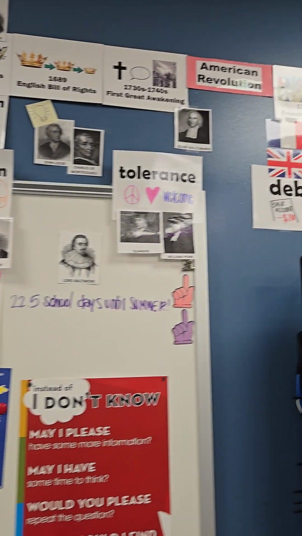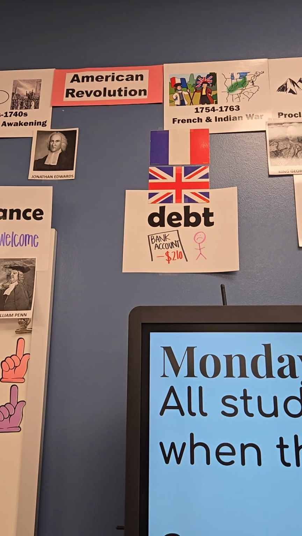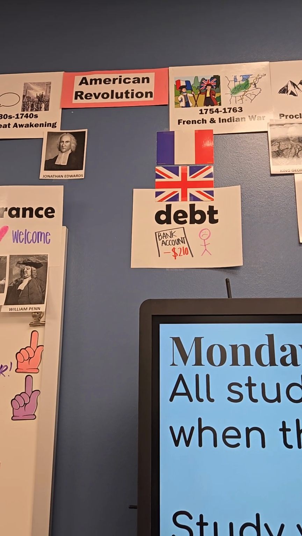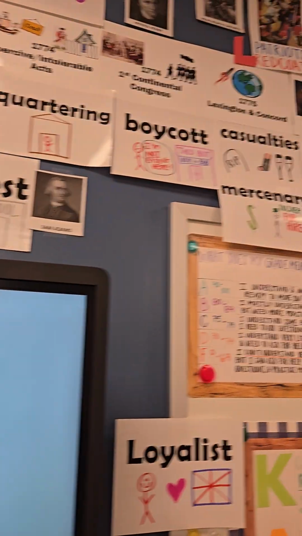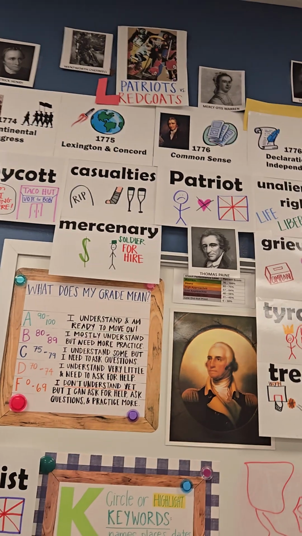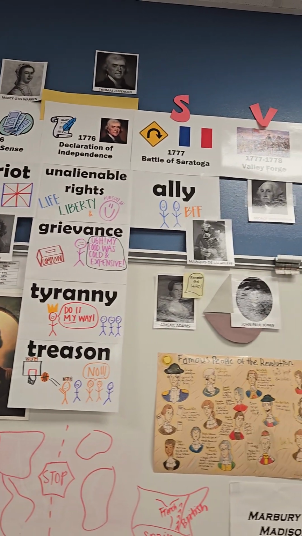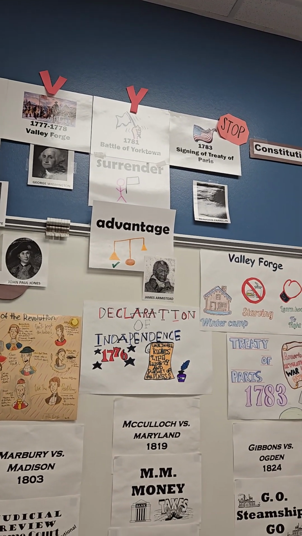Then we get to our next era, which is the American Revolution. I like to think of this as red because I think of the American colonists fighting against the redcoats. You can also see as we move into this era, we have little memory tricks like the order of events for the American Revolution, LSVY, stop sign.